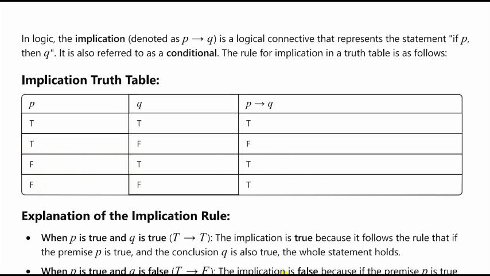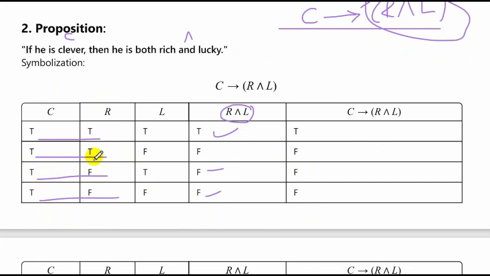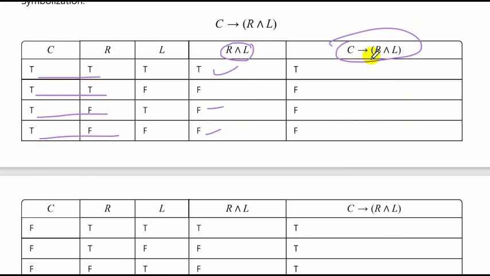Alright, now let's get back to the original sheet. So we know in implication now that if the premise is true but the conclusion is false, the implication is false. We have already covered this scenario. So for this scenario, C implies R and L. So C is true, so the premise is true.